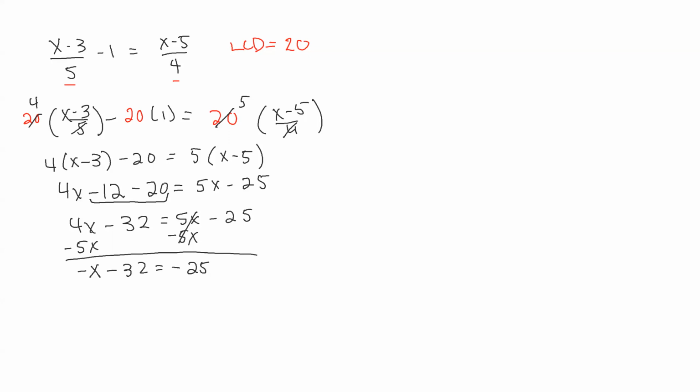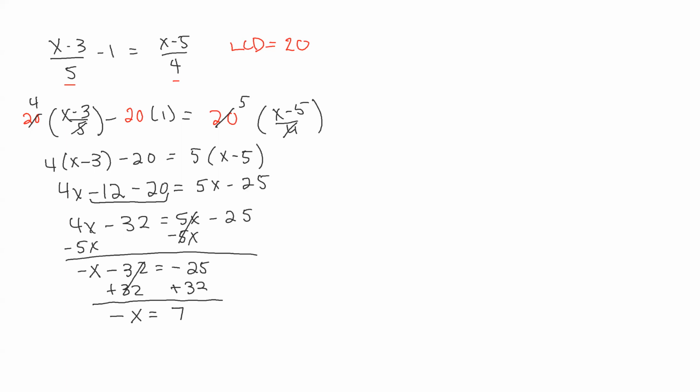All right, I need to isolate my -x. I'm going to do that by adding 32 to both sides. -32 plus 32 is 0. -x minus 0 is just -x. And then -25 plus 32 is 7.